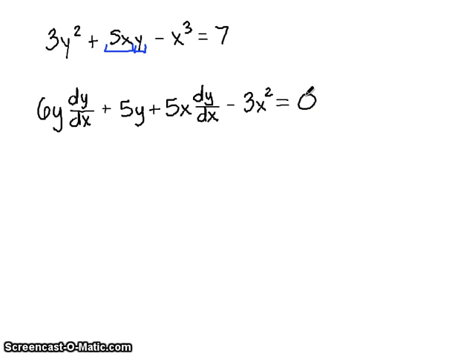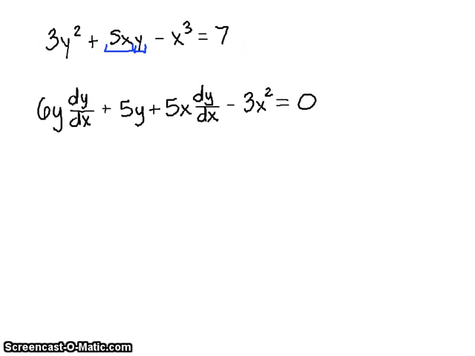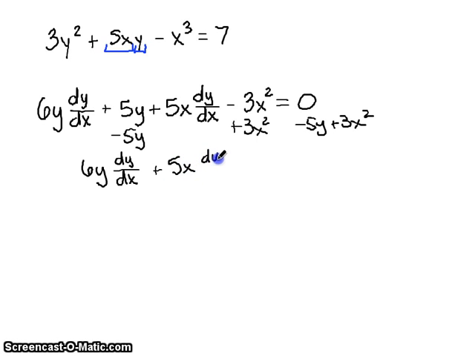Now, the whole point of trying to differentiate implicitly is to find out what dy dx is, right? Like we did over here, we needed to get the dy dx by itself. So we need to do the same thing on this problem. We need to get the dy dx's by themselves. So everything that's not a dy dx, we're going to move to the other side. So we're going to subtract our 5y. We're going to add our 3x squared to both sides. And we're going to be left with 6y dy dx plus 5x dy dx equals 3x squared minus 5y.